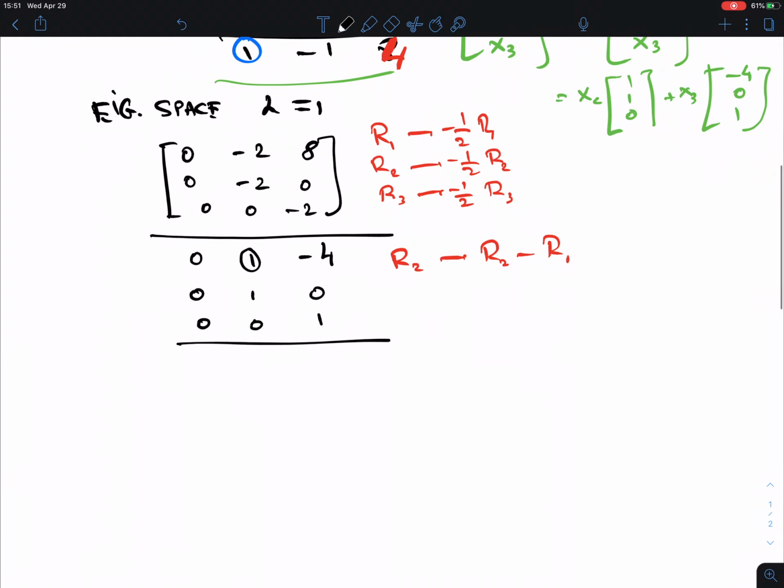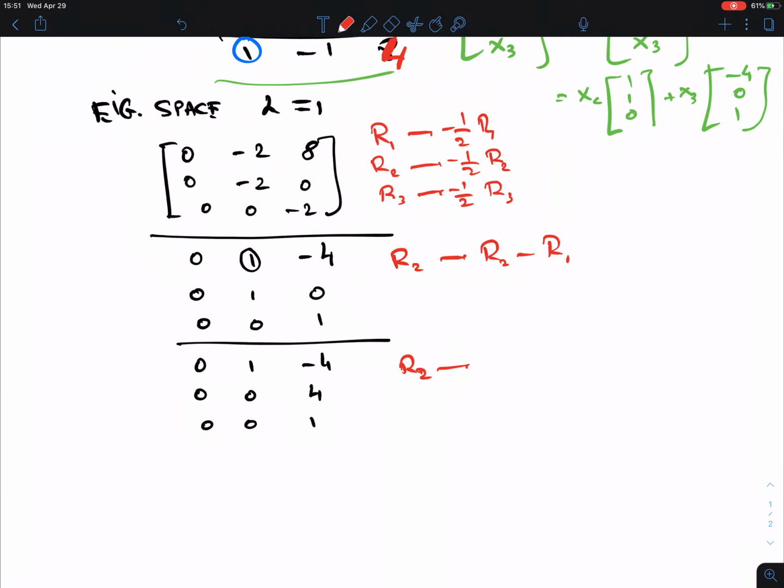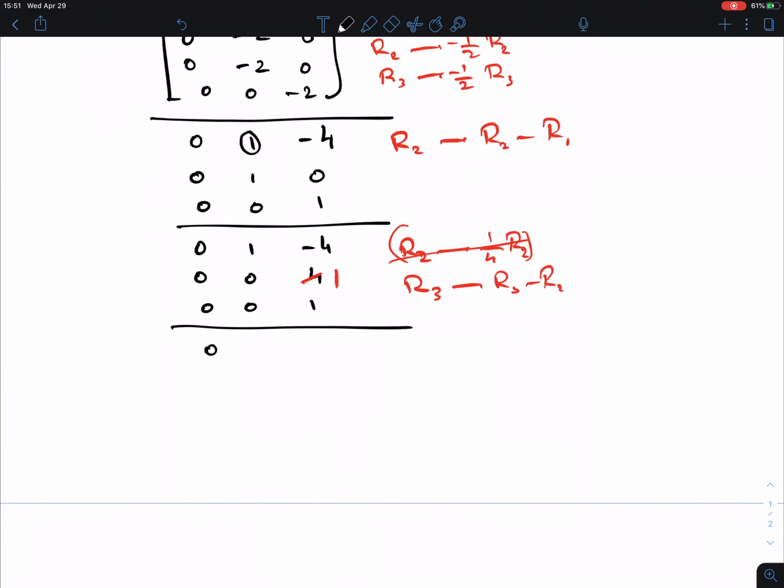It would have actually been better to just switch row 1 and row 2, but let's go on. We get 0, 1, negative 4; 0, 0, 4; 0, 0, 1. Now I can divide row 2 by 4, so this becomes a 1. This is now done. Then row 3 minus row 2. I want to copy the whole thing, so I get 0, 1, negative 4; 0, 0, 1; and then 0, 0, 0.